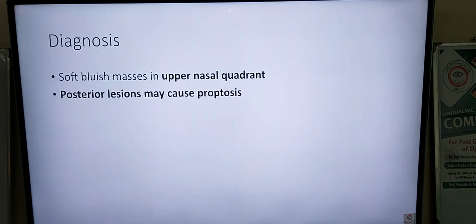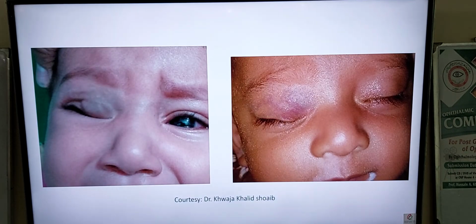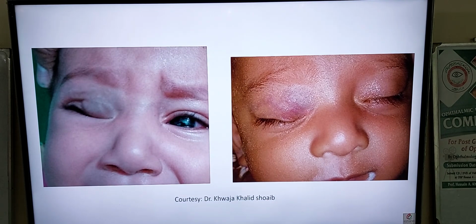Posterior lesions may cause proptosis. Anterior lesions usually don't cause proptosis like this. There is no proptosis over here.